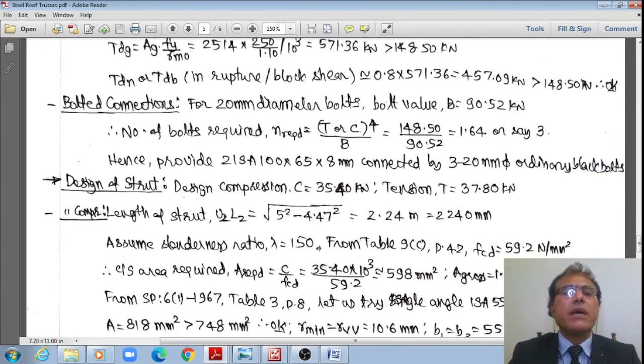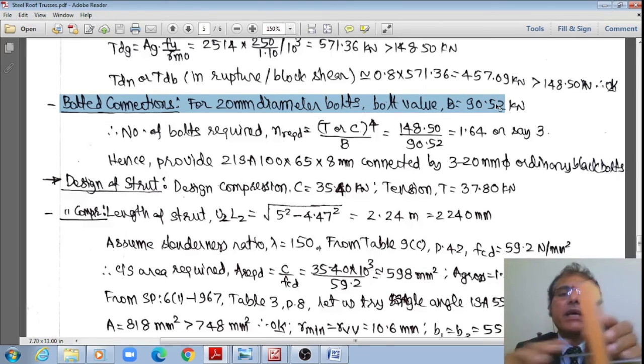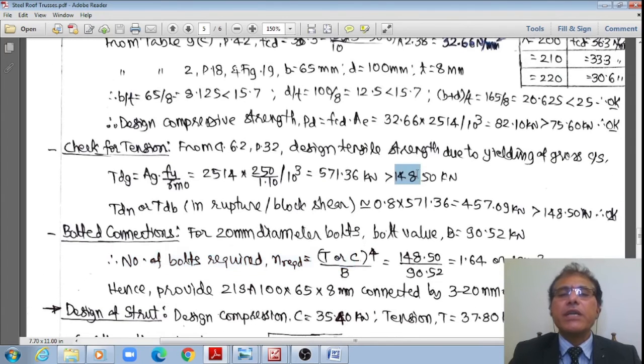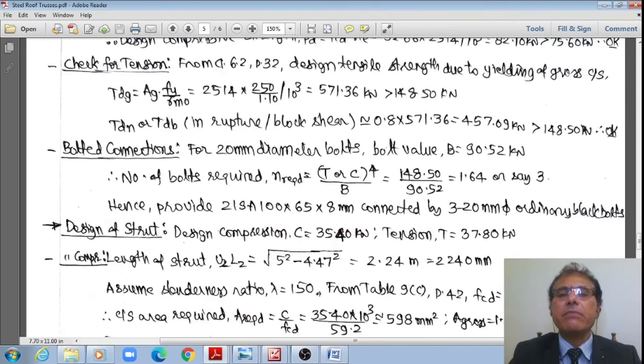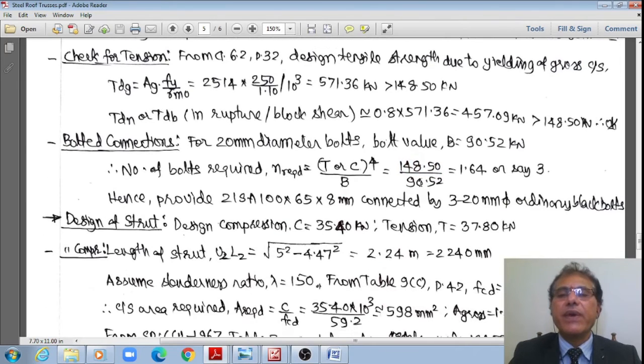Therefore, now I'll proceed with the design of the bolted connections. Assume 20 mm diameter bolt. Just now we have seen that the two angles are back to back. Therefore, they are in double shear. Hence, we obtained the bolt value in the previous subheading as 90.52, and that will govern the design. Hence, the number of bolts required: out of tension and compression, I have a tension of 148 as against a compression of 75. Therefore, whichever is maximum, 148.5 is maximum, not the compression force, which is only 75. Therefore, 148.5 divided by this bolt value 90.52.